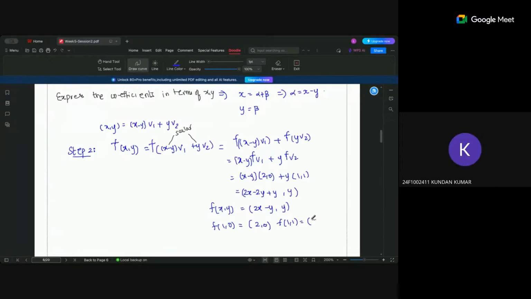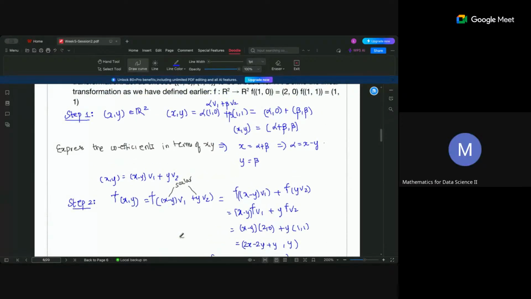It's 1 1 only. 1 1 only. Right? So you know that whatever you have found is correct. So this is a verification step. This is optional. If you want, you can verify. Okay? Clear? Yes, ma'am.